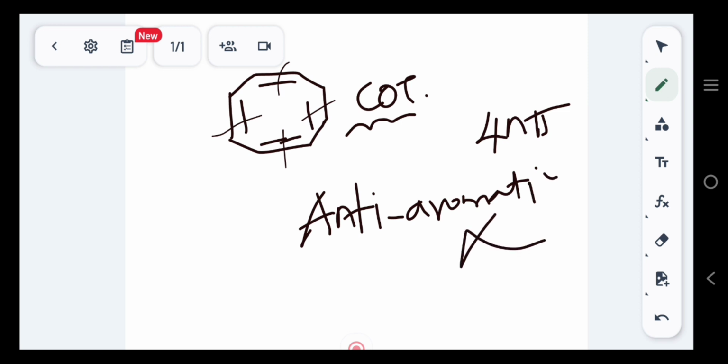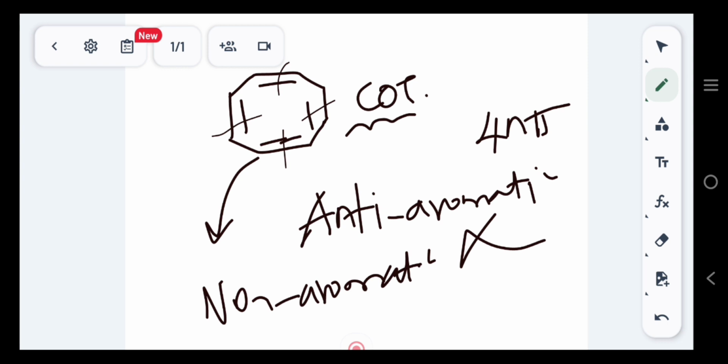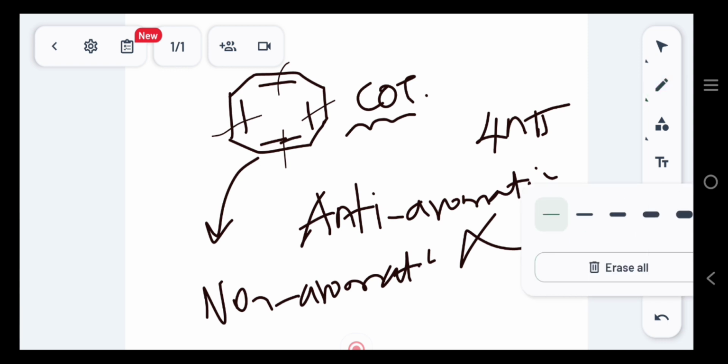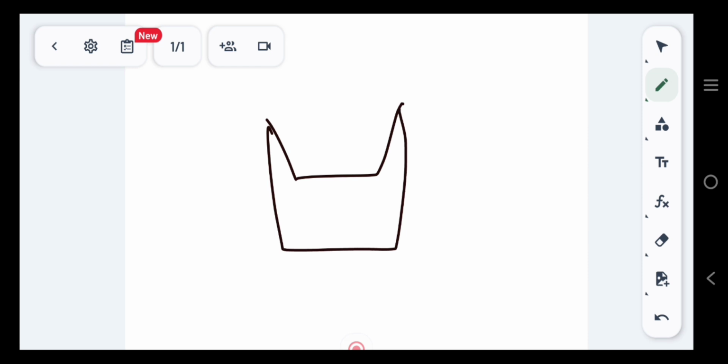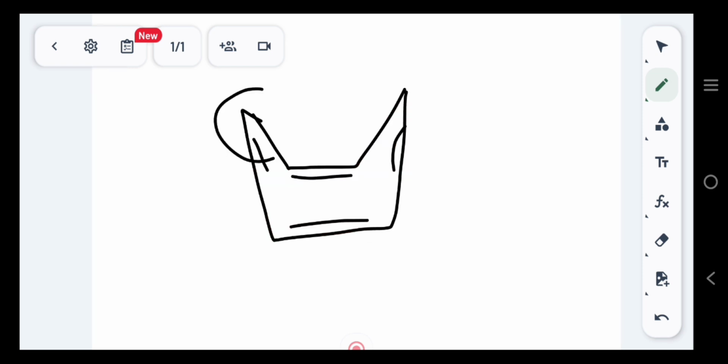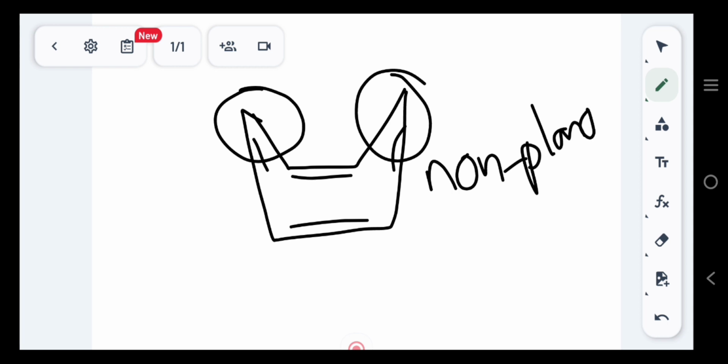It is not so. This compound is non-aromatic. Cyclooctatetraene actually exists tub-shaped. It is a tub-shaped molecule. These two are projecting out of the plane. This is non-planar, right? These two are not in the plane.